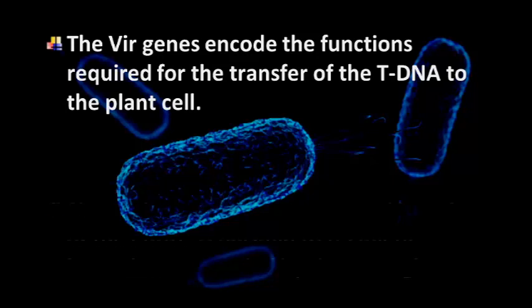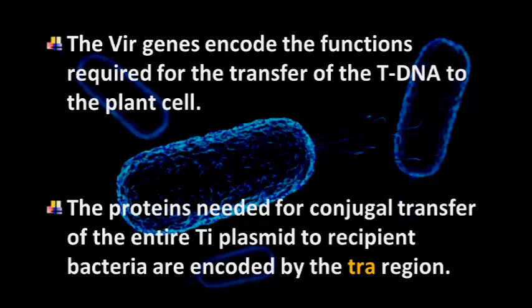Next region is the TRA region, or transfer region. The proteins needed for conjugal transfer of the entire Ti plasmid to recipient bacteria are encoded by TRA genes. Another region is the opine catabolism gene. Opine catabolism genes are responsible for the catabolic utilization of opines. These opines can't be utilized by the plant host and will be exported out of the plant cell, where they will be taken up by Agrobacterium cells. The bacteria possess genes in the regions of the Ti plasmid that allow catabolism of opines.